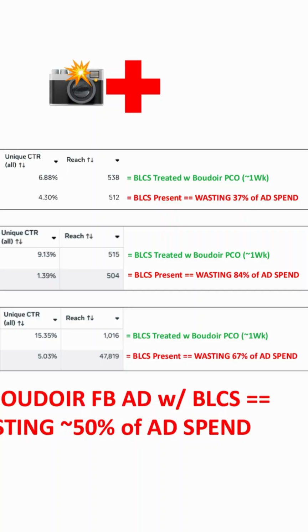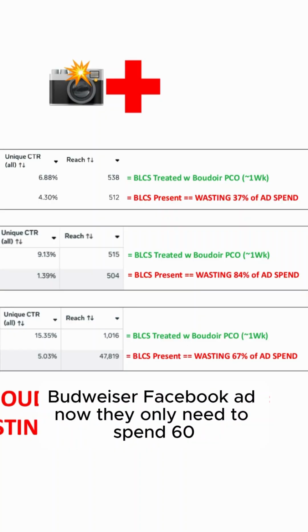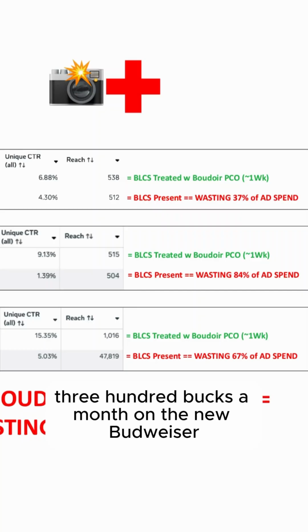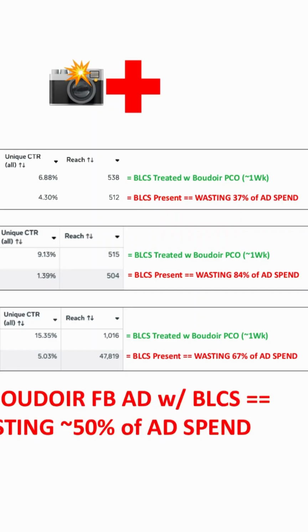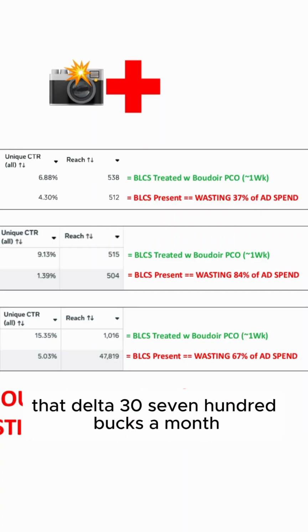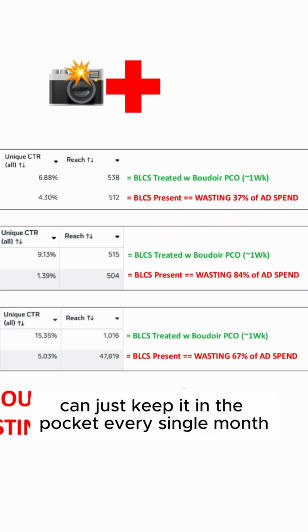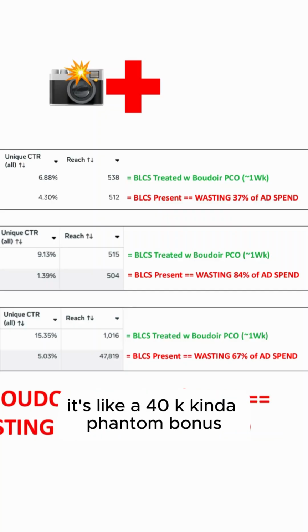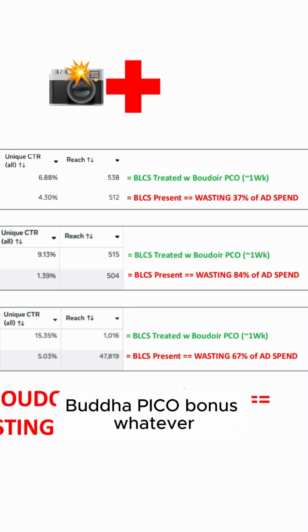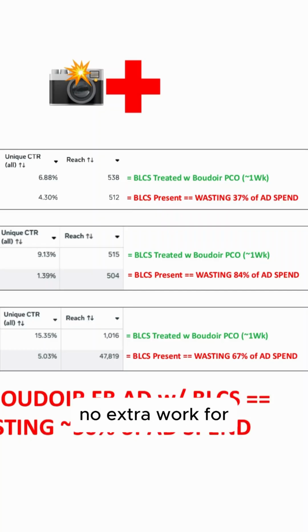As a result, if they were spending 10 grand a month on the original Boudoir Facebook ad, now they only need to spend 6,300 bucks a month on the new Boudoir Pico treated ad in order to get their ad into the same number of women's brains. And that difference, that delta, 3,700 bucks a month, they no longer have to spend. You can just keep it in the pocket every single month, 3,700, 3,700, 3,700. At the end of 12 months, it's like a 40K phantom bonus, Boudoir Pico bonus, whatever, back in their pocket that they didn't have to do any extra work for.